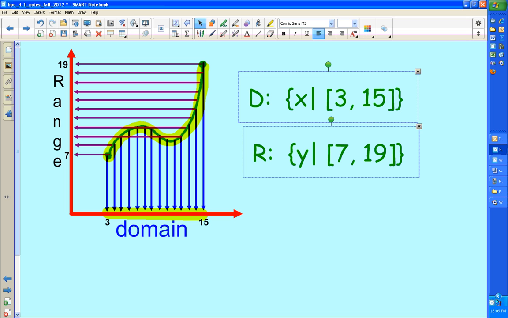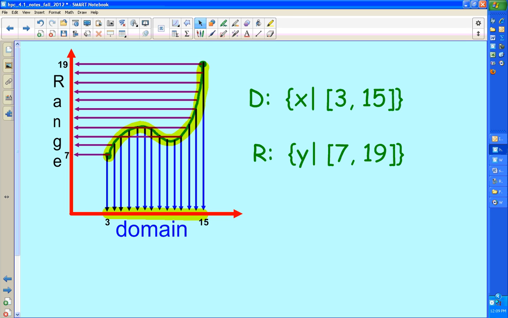So off to the right here, we have domain is all values of x such that we go from 3 to 15. Notice we're using brackets hugging the 3 and hugging the 15 because these points are solid on the ends, not open. So we're including x equals 3 and we're including x equals 15. The notation has to have the braces around the whole domain.